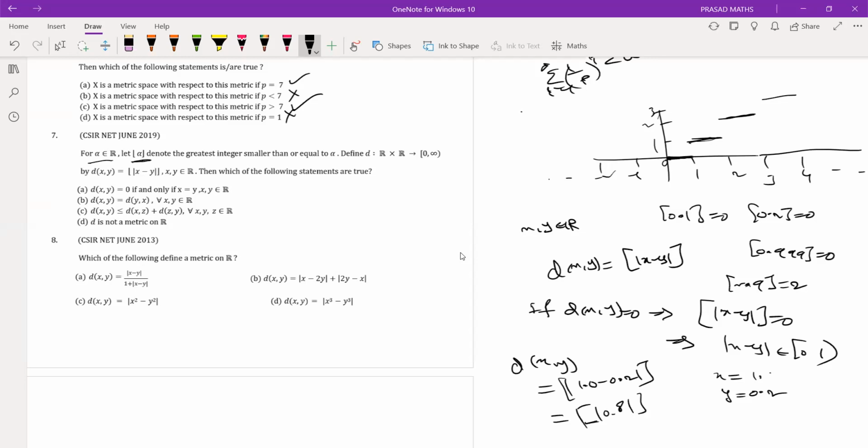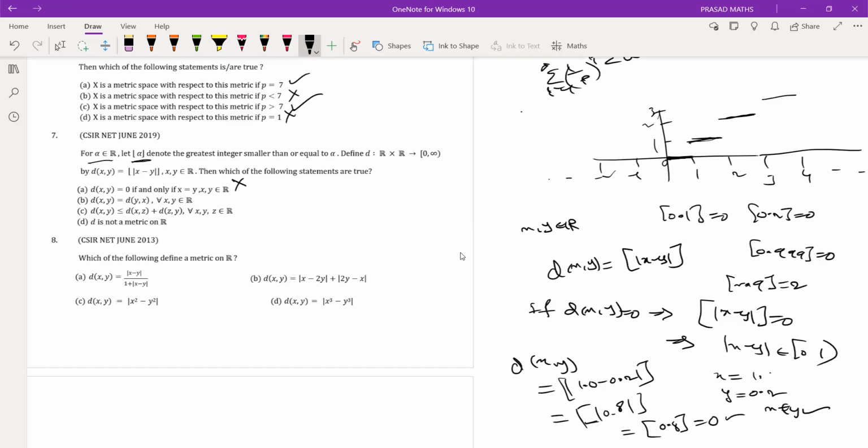So step of 0.8 is nothing but 0. So the distance between x and y is 0, but x is not equal to y. Right? So this condition fails. Is it clear? So this is not true. What is the second condition?